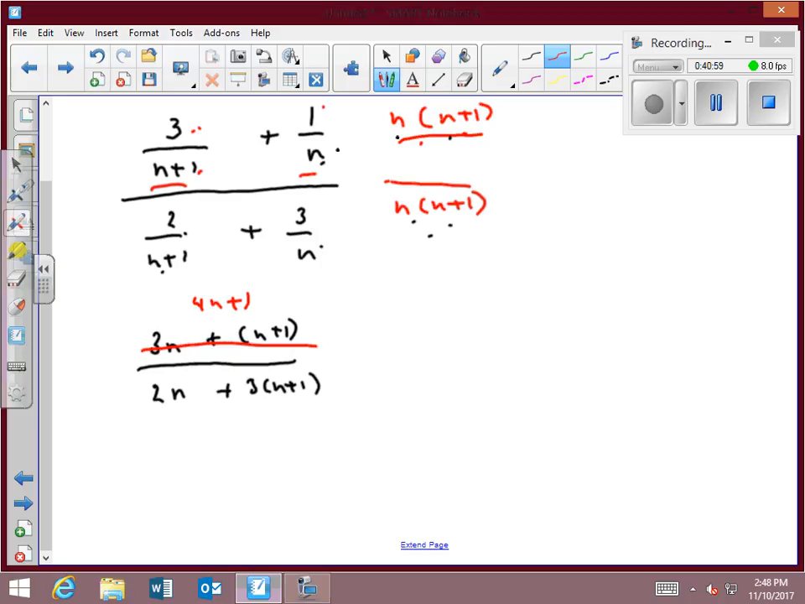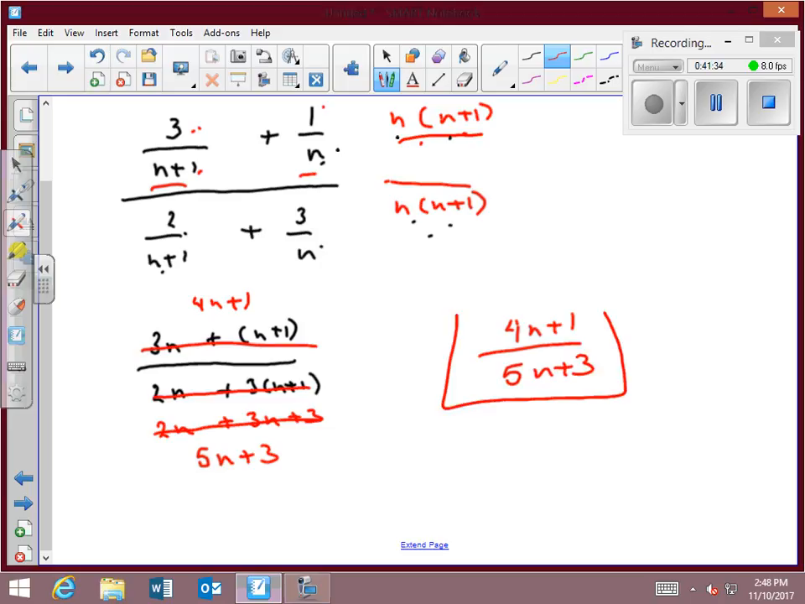Now this one, denominator, you have a 2n plus, you got to distribute the 3n plus 3. Now combine like terms, and what do you have? 5n plus 3. Now what's my answer? I'm going to write it over in the right. What's the numerator? 4n plus 1. What's the denominator? Now, do you have any questions on that?